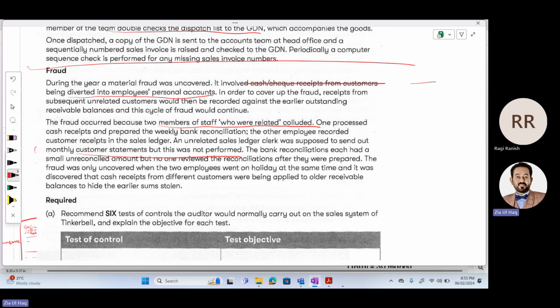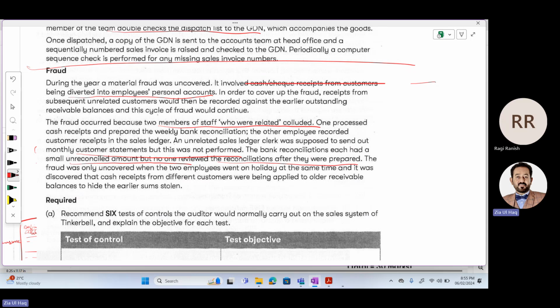The bank reconciliation each had a small unreconciled amount. Obviously, the order amount will not be the same. So there could be some differences between bank reconciliations, but no one reviewed the reconciliation after they were prepared. That's why this fraud is not detected.